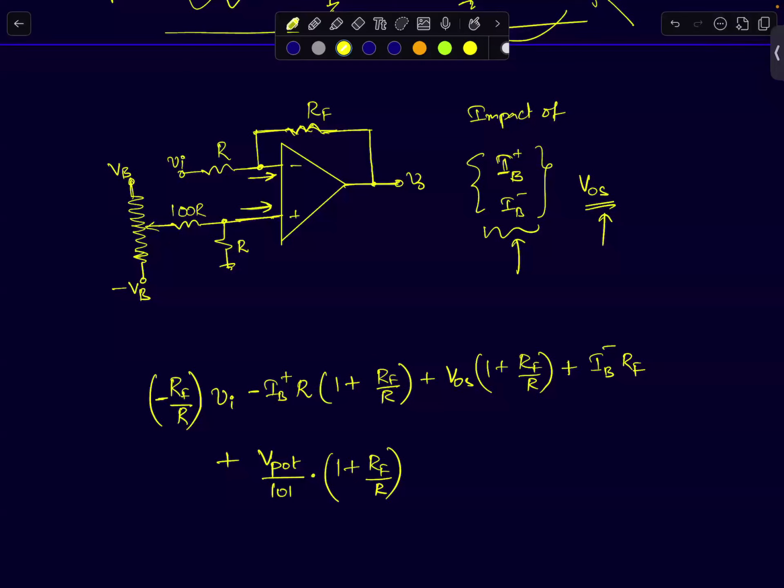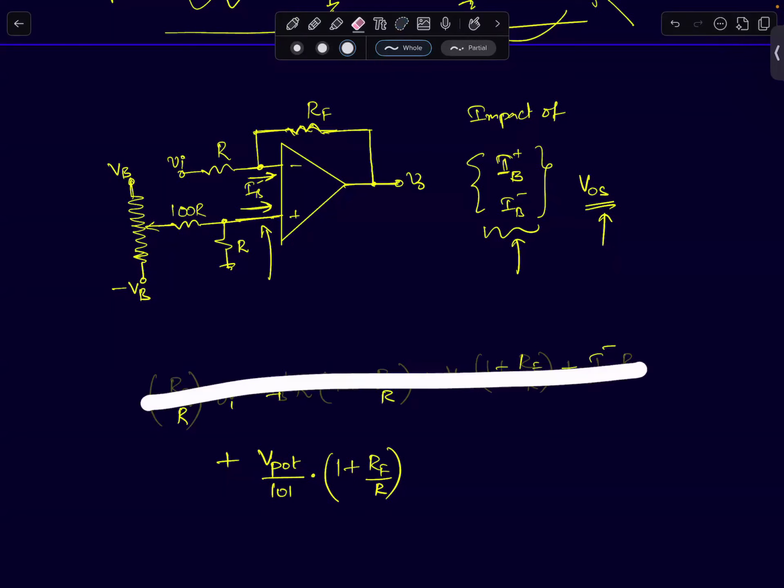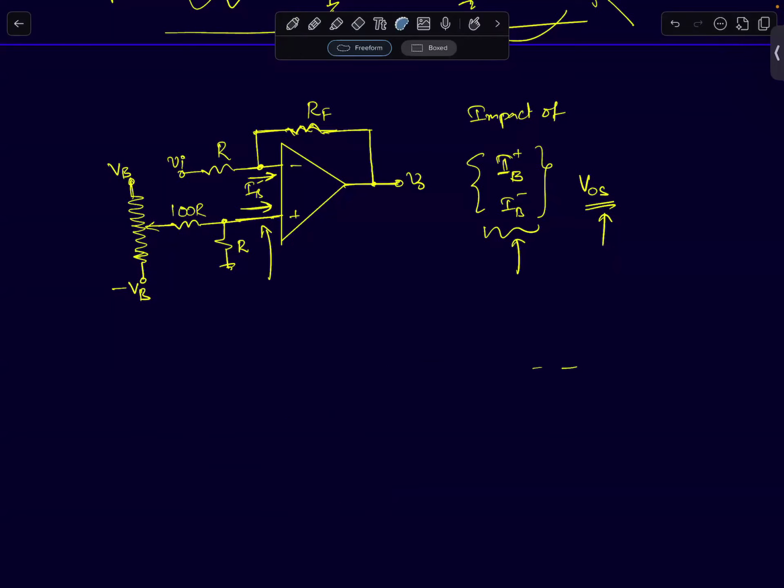You can treat them as independent sources: IB plus, IB minus flowing through this, IB plus flowing into the positive terminal, and V offset present. You can model V offset as a series voltage source in the positive terminal. Okay, so let me take this off. Start one by one. First, assume only the input is present. So here you have independent sources of noise. You can treat it like that.